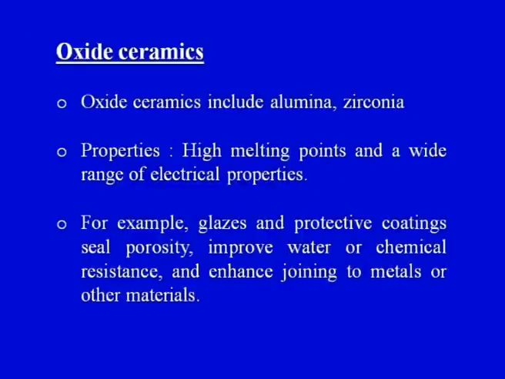So coming to the oxide ceramics, they basically include alumina, zirconia, and there are other types of oxide ceramics also. Now what are the important properties of the oxide ceramics? We can have high melting points and a wide variety of electrical properties. Now there are different examples like glazes and protective coatings. They seal porosity, improve water or chemical resistance, and enhance joining to metals or other materials. So the application areas of oxide ceramics are also given.